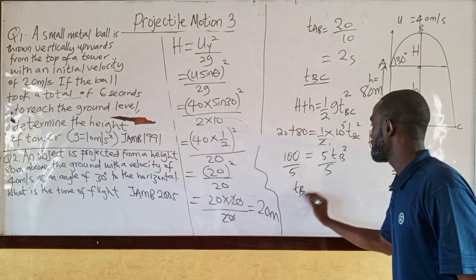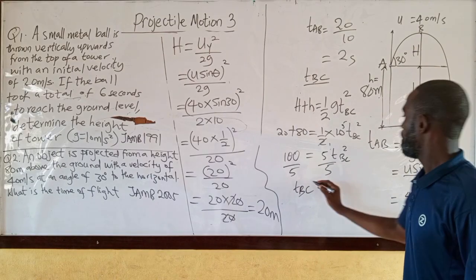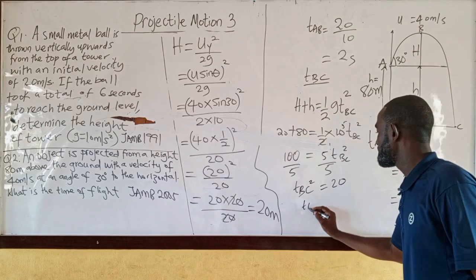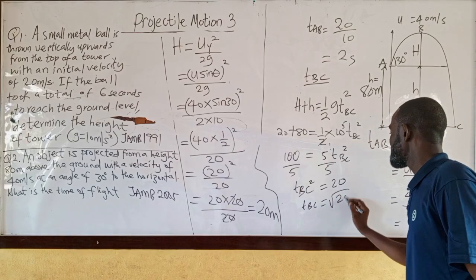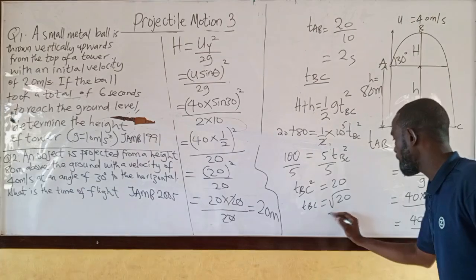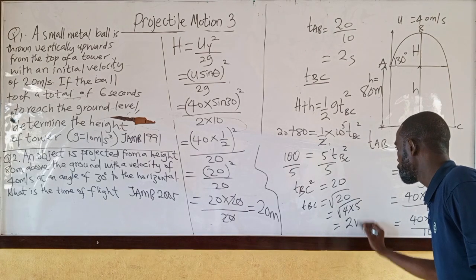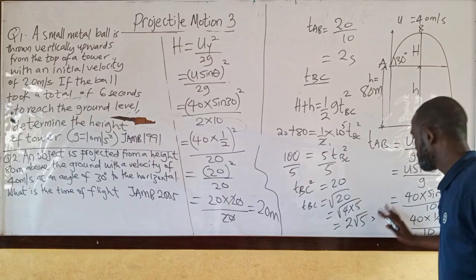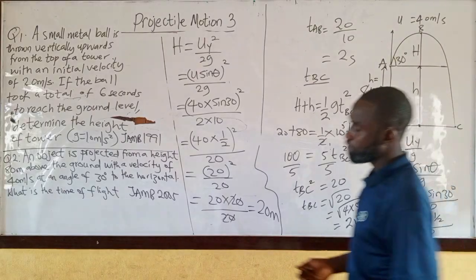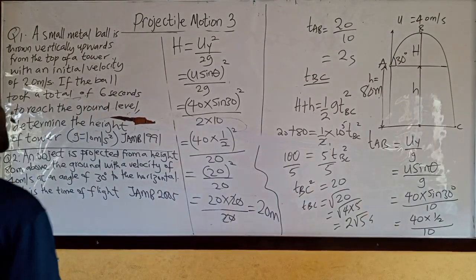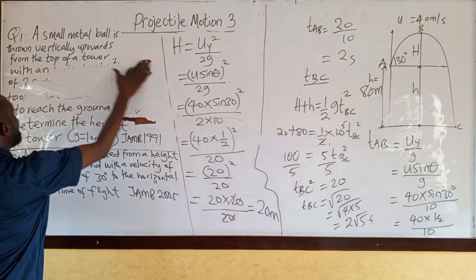So we have TBC all squared equals 20. What is TBC? That will be root of 20. Root of 20 will give us root of 4 times 5, which will be 2 root 5 seconds. What's the total time? Total time will now give us our 2 plus 2 root 5 seconds.